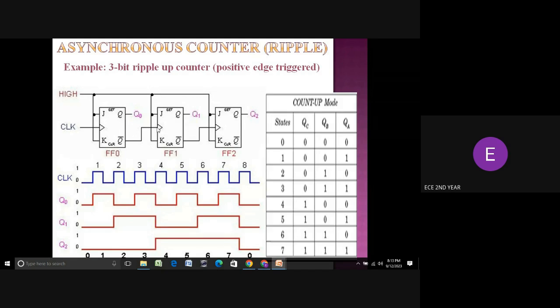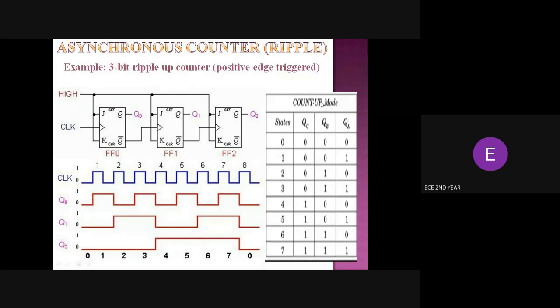This is a JK flip-flop again, with positive edge triggering. When the clock pulses are at positive edges, the outputs will toggle. That is Q0, and for Q1, Q0 will act like the clock. So they are toggling here. For Q2, the state table is shown here, where we count from 0 to 7, as it is a 3-bit ripple up counter.